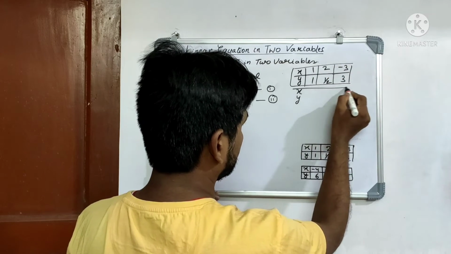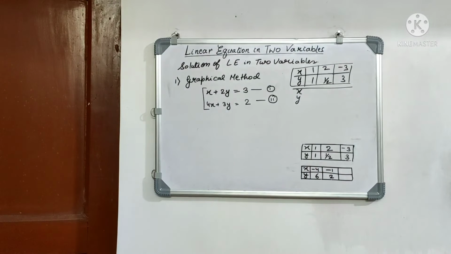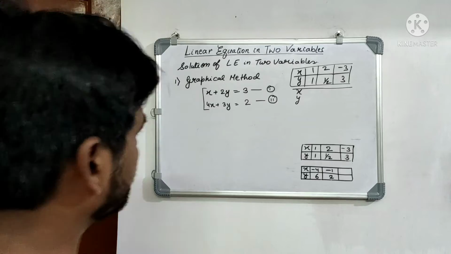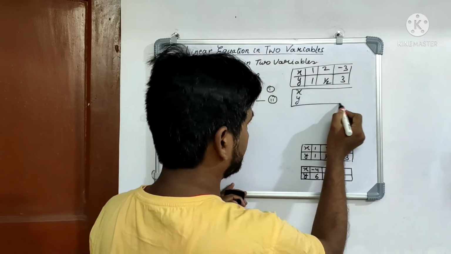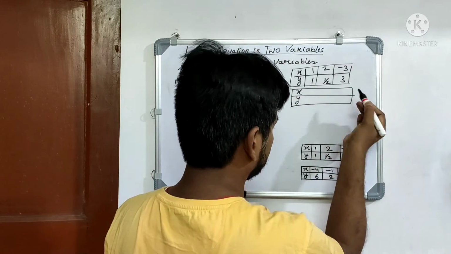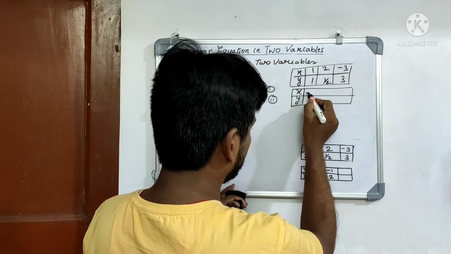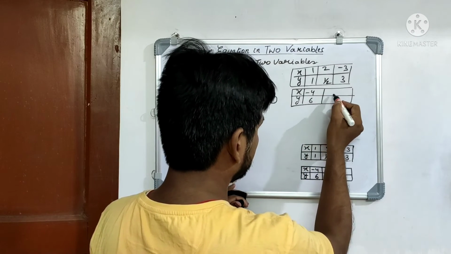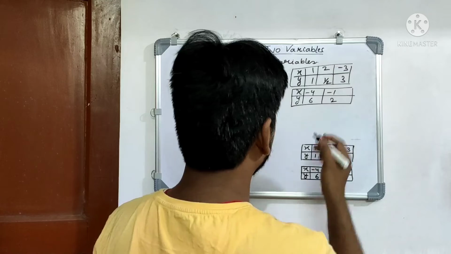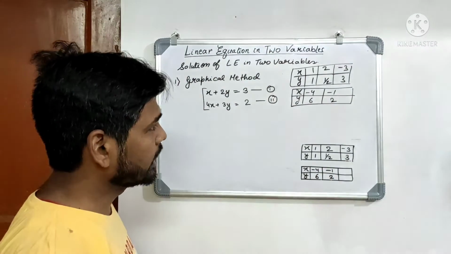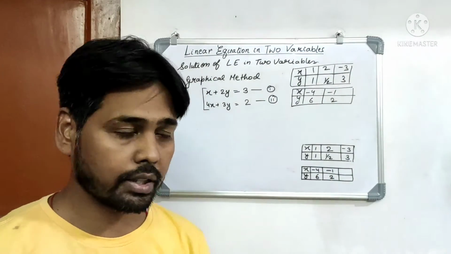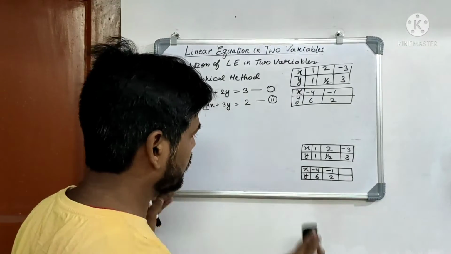For x and y we have -4 and 6, -1 and 2. Now let us plot this graph and see whether we have obtained a respective solution for this or not.